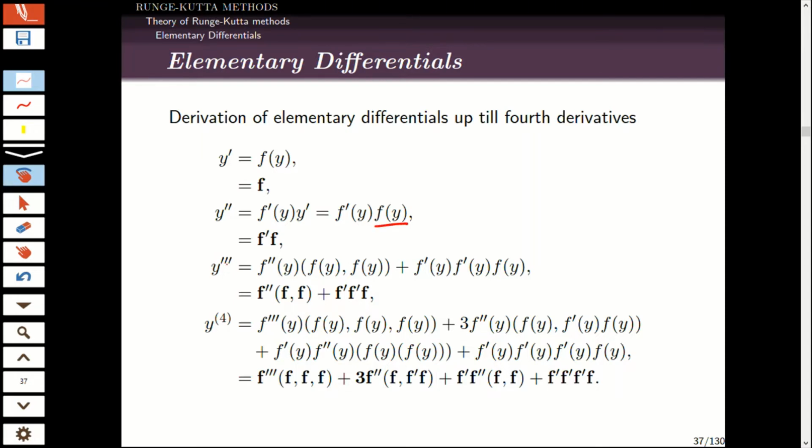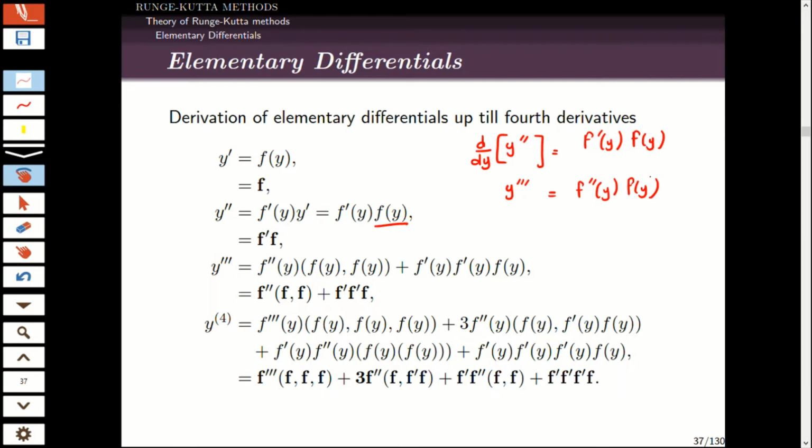Now y triple prime. So we take the derivative of this one. This is like a product rule, so we want to have d over dy of y double prime, which is this one, f prime y f y, right? So taking the derivative will give you y triple prime. Now use the product rule. So what we have, taking the derivative, will be f double prime y f prime.